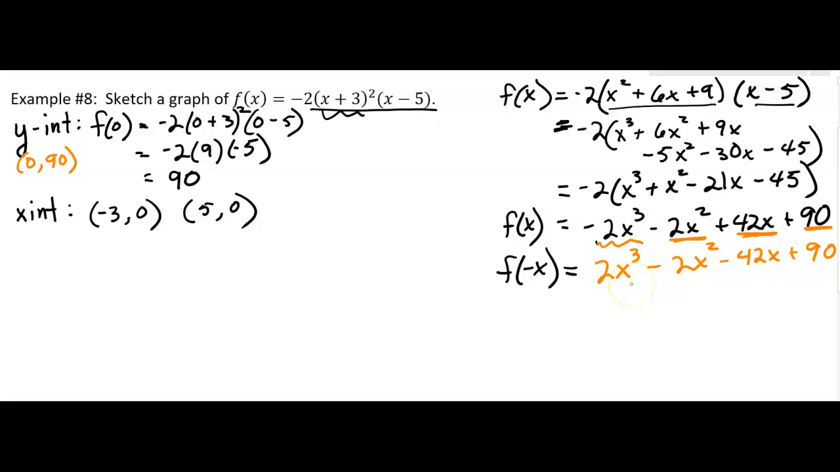Even if I factored out a negative 1, I'd have negative 2x cubed. That one's okay, but then I'd have plus 2x squared. So it's not odd, or it's not even, sorry. It's not odd either, but okay. I'm not even going to check the oddness of it. It's not even, so I don't want to mess with it. I'm tired of messing with that part.